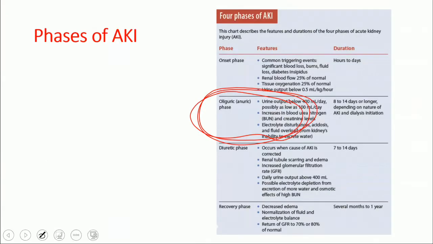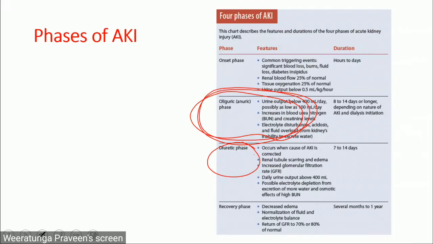But remember, when this phase is done, the tubules start recovering. When the tubules start recovering, they go into a polyuric or diuretic phase. Now, this is an important thing, right? So, your tubules are initially necrosed and you go into the oliguric phase, the kidneys are shutting down. But then when the kidney tubules start recovering, they progress into this diuretic phase or polyuric phase.